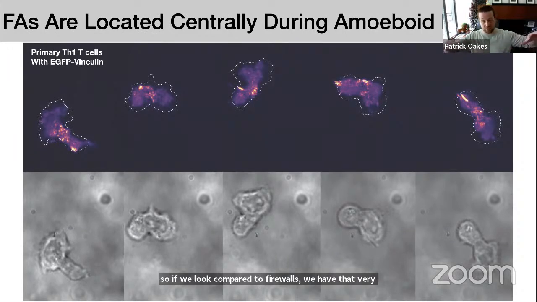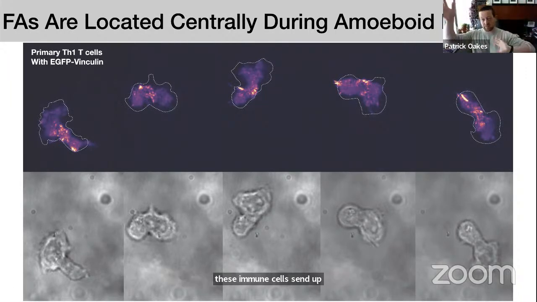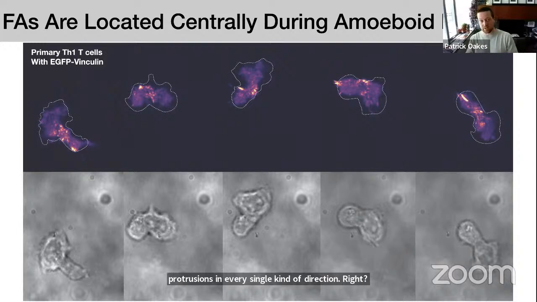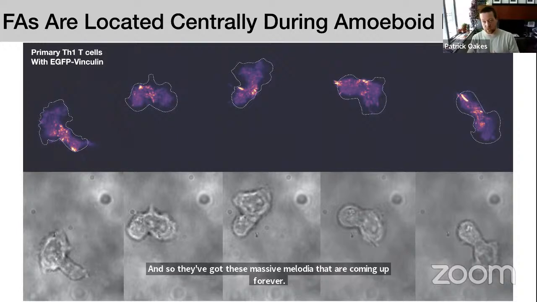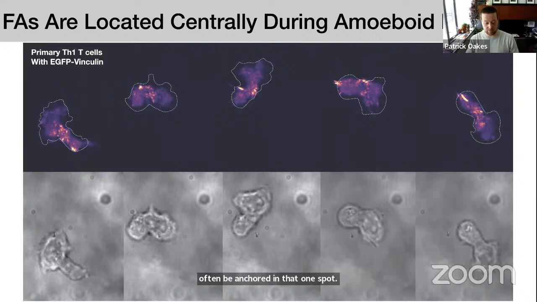And if we think back to what Alba showed us last week, these immune cells send up protrusions in every single kind of direction, right? And so they've got these massive lamellipodia that are coming up from everywhere. And it's really the center part of it that tends to most often be anchored in that one spot. And so that's why we think that we're seeing the focal adhesions really form in those areas compared to other ones.